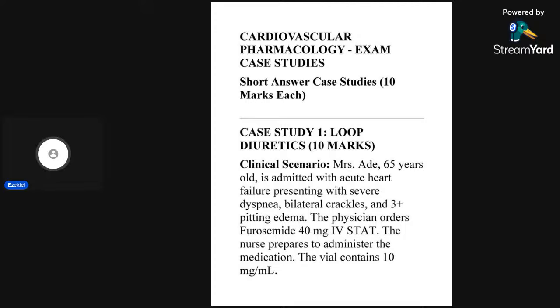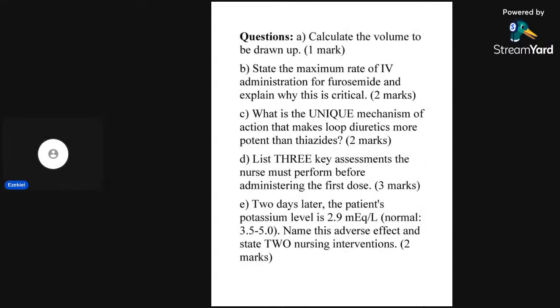All right. So the vial contains 10 milligram per ml. So let us see the questions. Question 1, calculate the volume to be drawn up. And then question 2, state the maximum rate of the IV administration for furosemide and explain why this is critical.